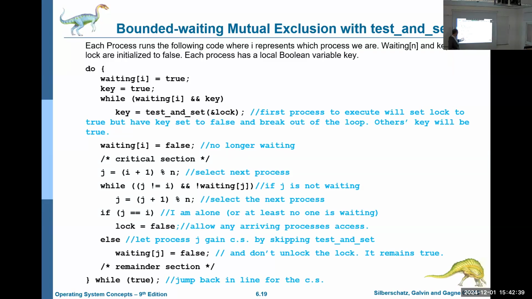My point is that if we always find a new person who's interested in going in, we'll never execute this line. This line only executes when we've gone through everybody and found nobody is waiting. Okay, that's the solution for an unlimited number of processes trying to do the synchronization using the atomic action of test and set. Okay.